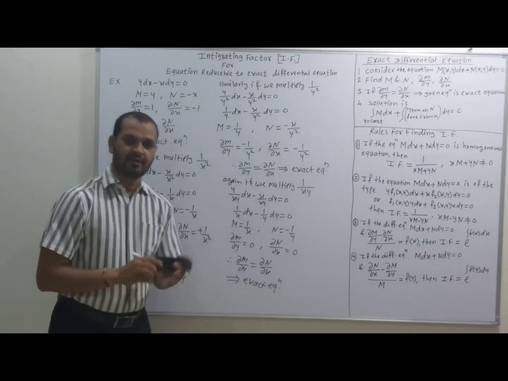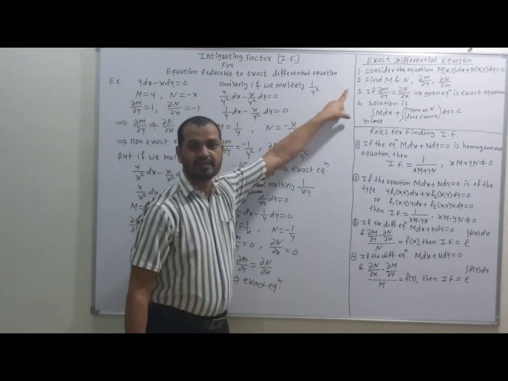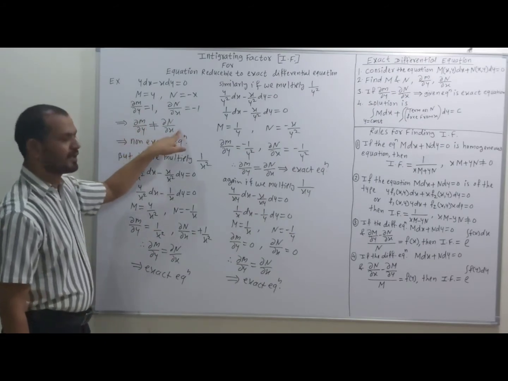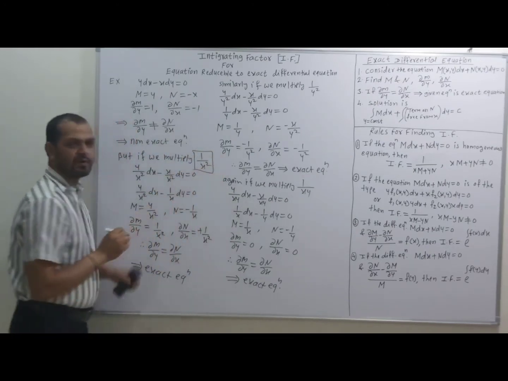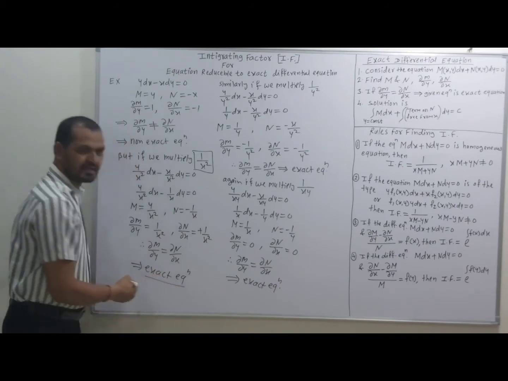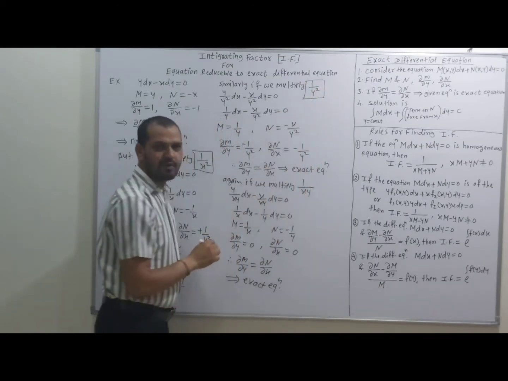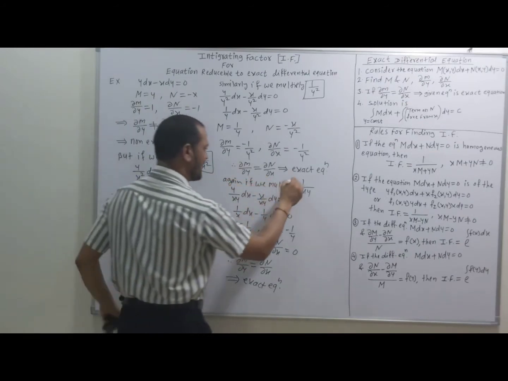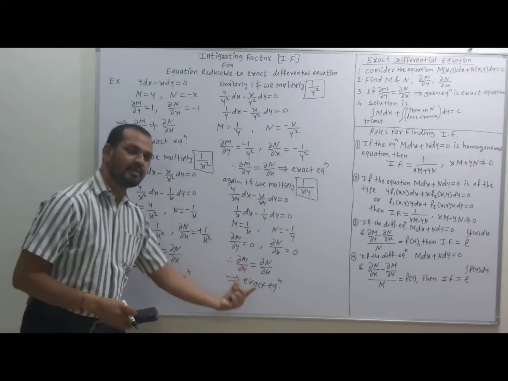Friends, try to understand the concept through this example. When we solve this example with the help of the method for solving exact differential equations, we get the condition that these two partial derivatives are not equal. That means the given equation is not exact. But if we multiply the given equation by 1 upon x square, then this equation becomes exact. That means these two terms are equal. Similarly, if we multiply the given equation by the factor 1 upon y square, then again this non-exact equation becomes exact. Again, if we multiply by the factor 1 upon xy, this non-exact equation becomes exact.